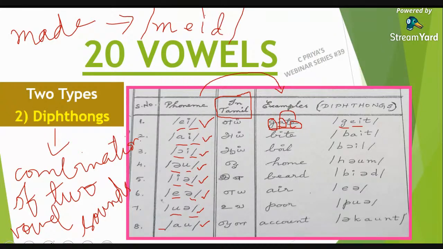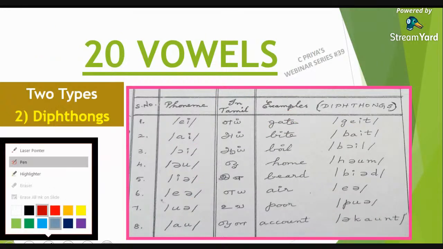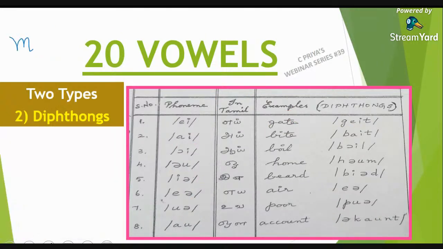M-E-I-D, made. How does it come? M, D sound. Now we take M, A, D, E, M, D. The context should be written within the slashes for each and every word.